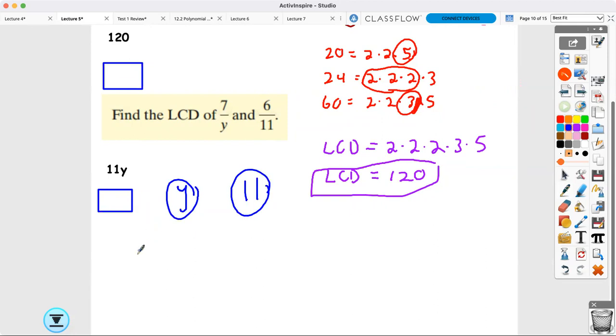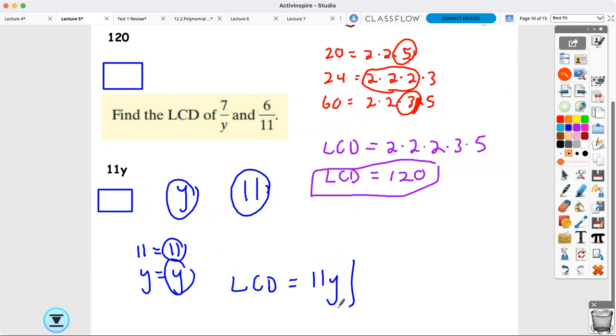So since they're both primes, 11 is just equal to 11, and y is equal to y. Circle each one. So then the LCD is we multiply each circled factor. So 11 times y, which is just 11y. Do not overthink these, guys, please.